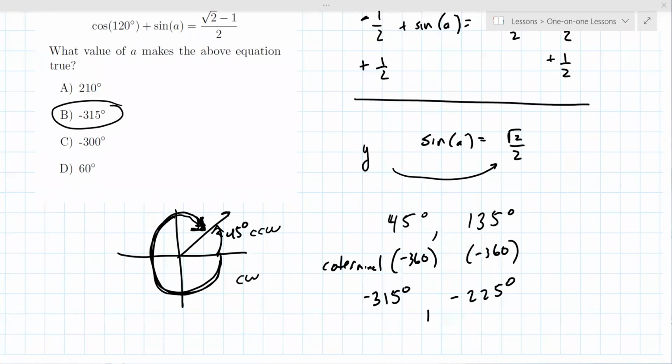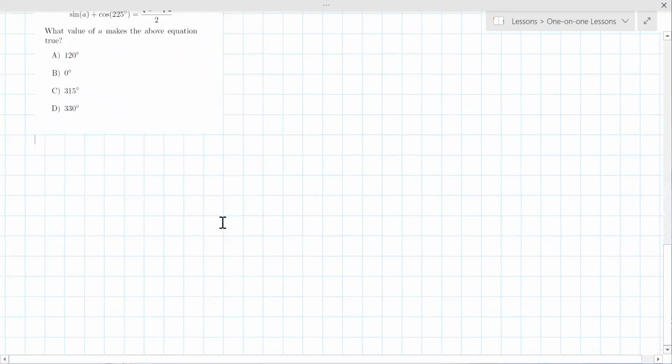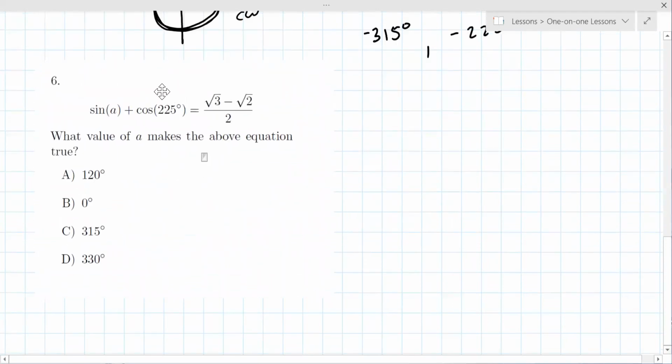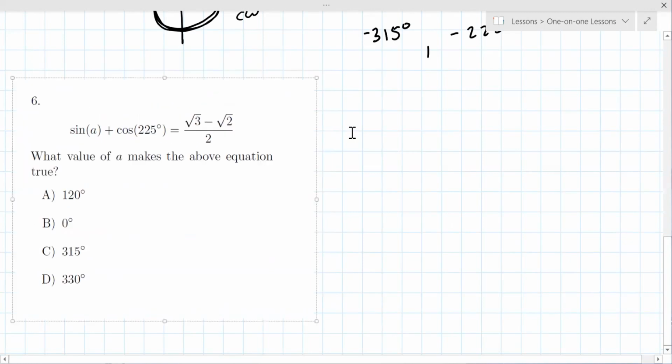All right, so let's try another one here. We'll just do degrees for a while, and then we'll go do some in radians. Okay. So now go to your unit circle and figure out what the cosine of 225 degrees is.